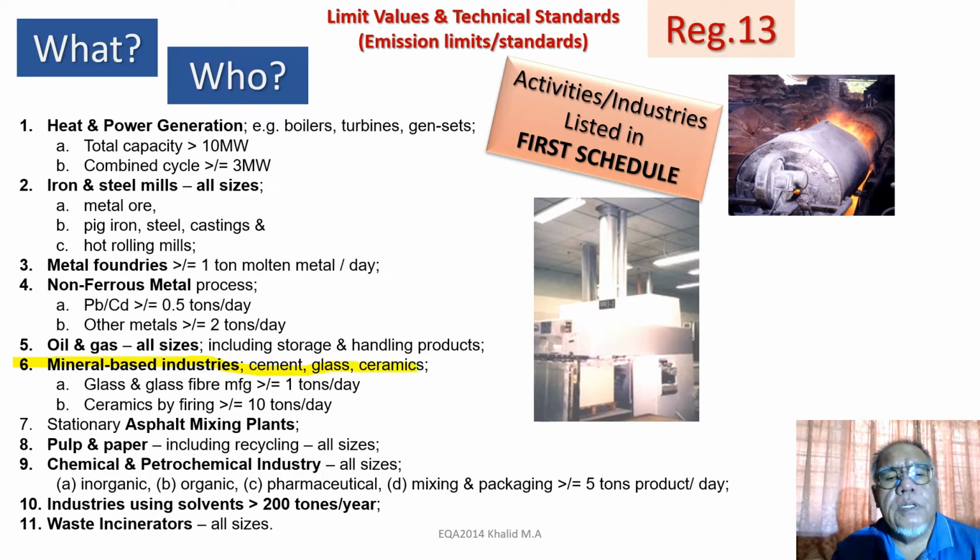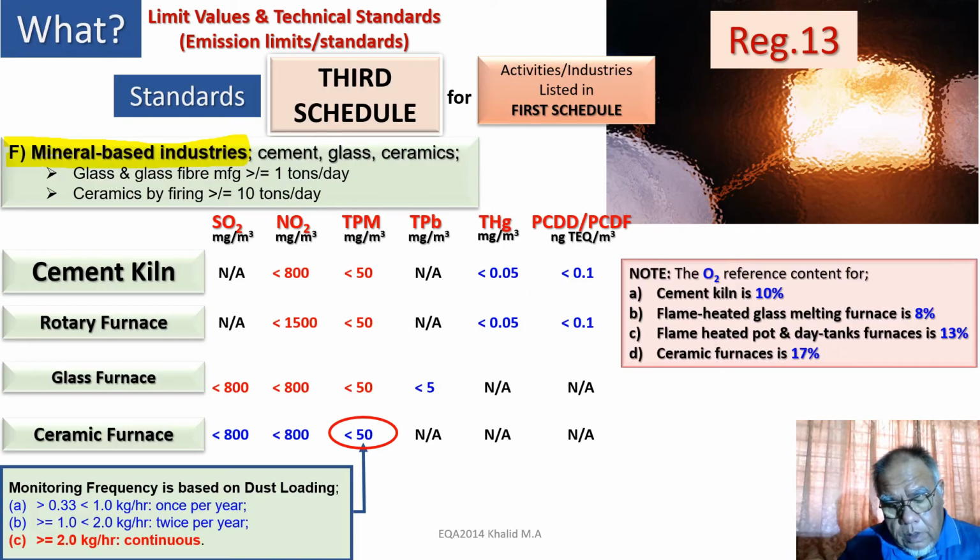Mineral-based industries, this one: cement, glass, ceramics. The law stipulated category F as non-metallic, mineral. What's mineral? Calcium, manganese, magnesium, sodium, mostly rock structure without metal. Cement production, all sizes. Manufacture of glass, including glass fiber with a melting capacity of equivalent to or more than 1 ton of product per day.